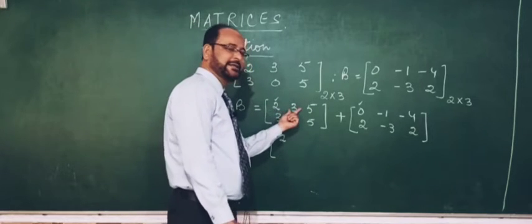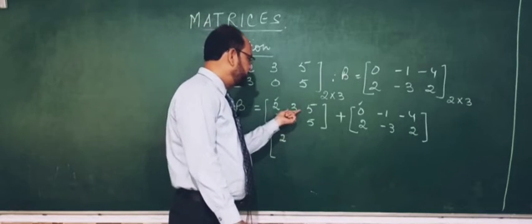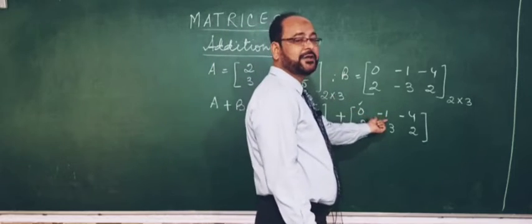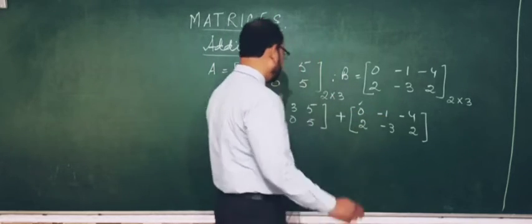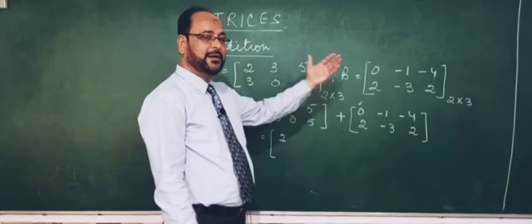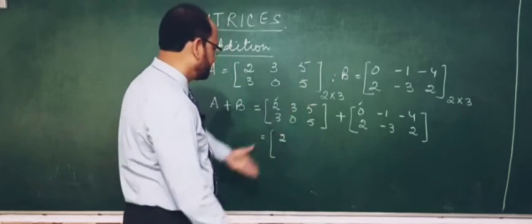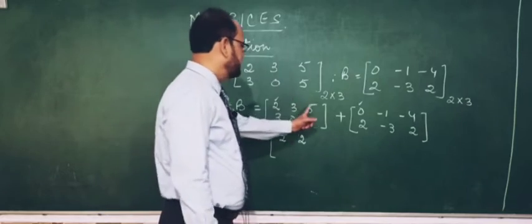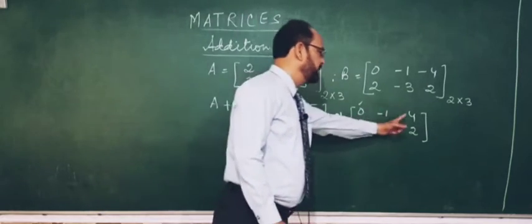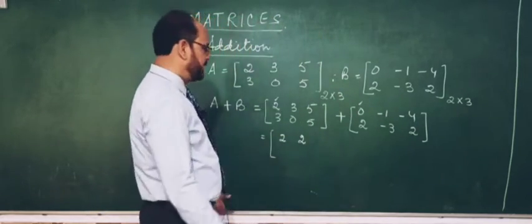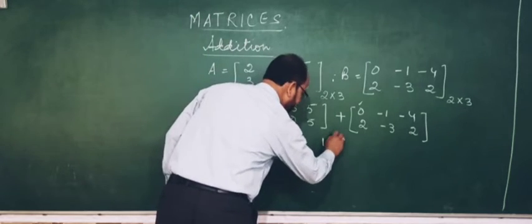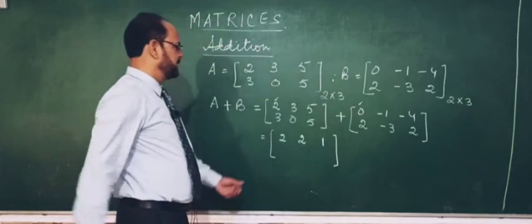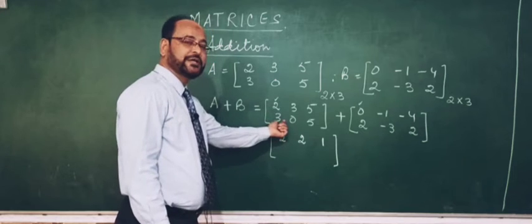Then you will take the second entry here, which is 3, and here the second entry is negative 1. So you will find the sum. So 3 and minus 1, what will give? 2. So here the second entry will be 2. Now you are going to add 5 and negative 4. Again 5 and negative 4, the answer will be 1. You will put a bracket. Then you will go to the second row.